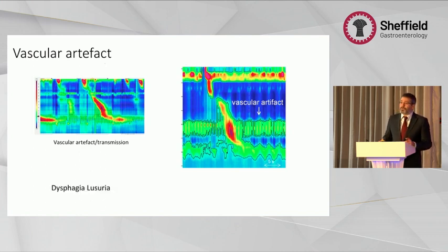There is dysphagia lusoria, which is an old term. Basically, it is dysphagia as a consequence of a vascular compression. We need to determine, is the aorta interfering? Is there cardiomyopathy? Is there some other vascular condition that's causing pressure or transmitting onto the esophagus?